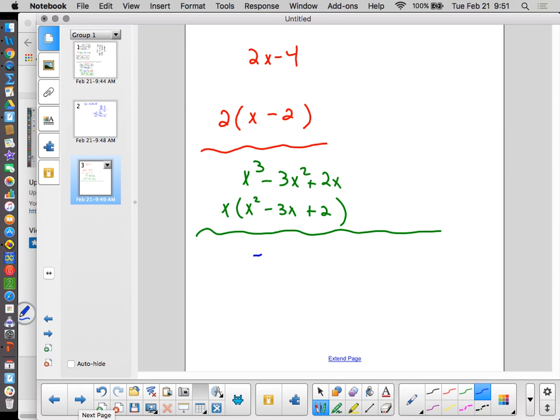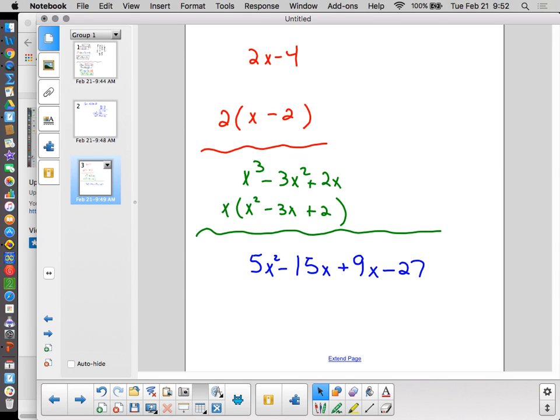So you have things like 5x squared minus 15x, and make sure I do this right, plus 9x minus 27. Okay? Sometimes when I see 4 terms like that, what I do is I group the first and second, the third and fourth, because they don't have common factors for all of them. But these 2 do have a common factor.